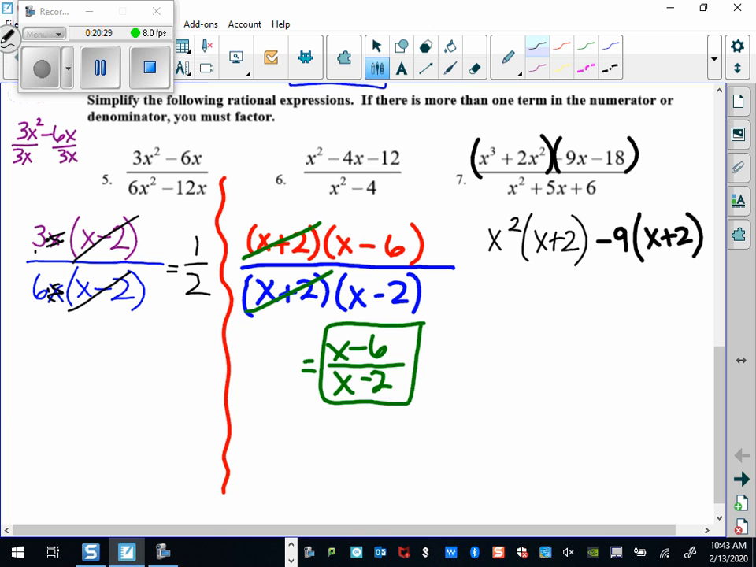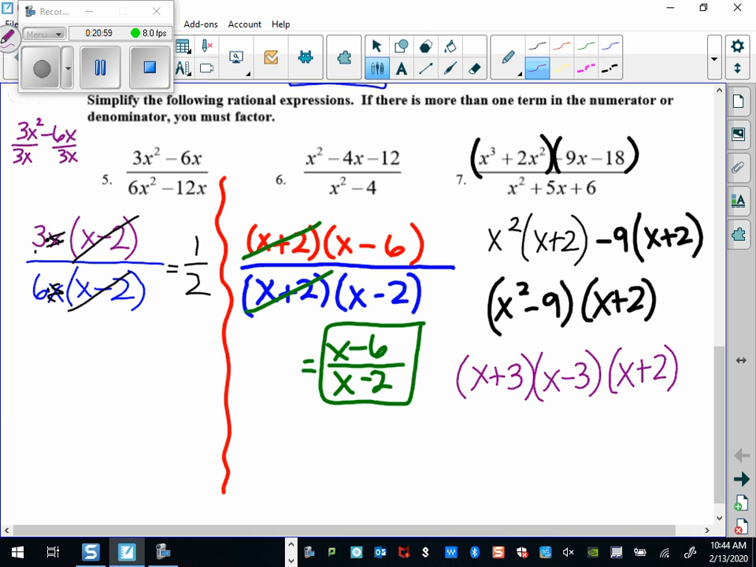Okay, so I'm going to just keep factoring the top here. So I get x squared minus 9, x plus 2. Am I done? No, you're not. Difference of squares, two perfect squares, right? Difference of two perfect squares. So I get x plus 3, x minus 3, x plus 2. Store card?